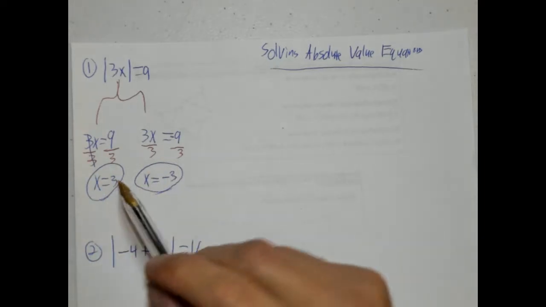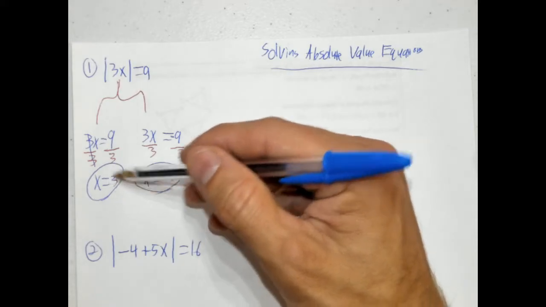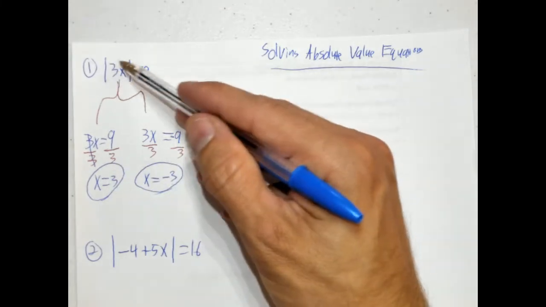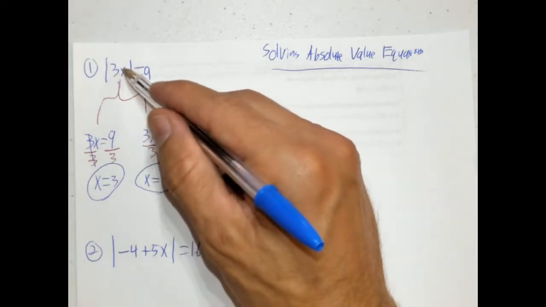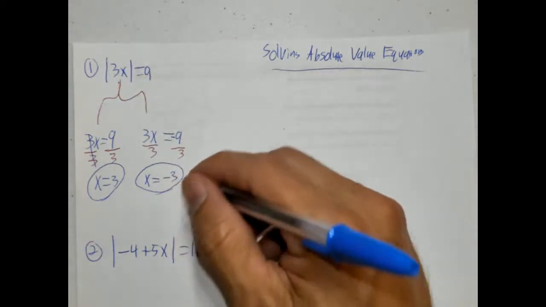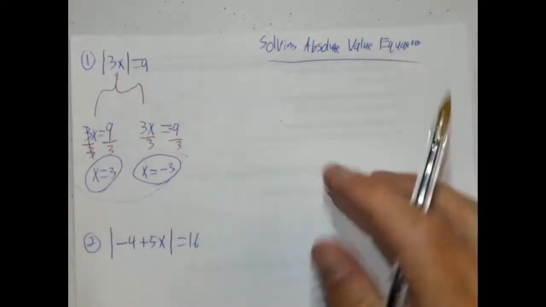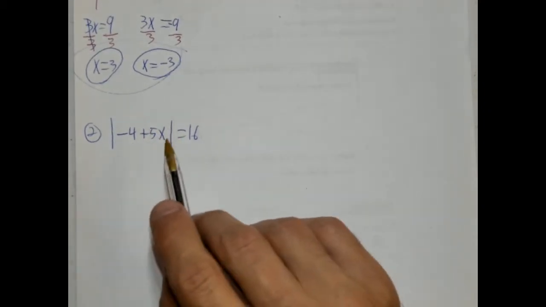They will both work. If you go back and plug it in, you should get an answer that checks out. Let's just double check real quick. So let's plug in the 3. So 3 times 3 is 9. Absolute value of 9 is 9. That works. Plug in negative 3. So 3 times negative 3 is negative 9. The absolute value of negative 9 is positive 9. So that checks out as well. And there we go. Okay, let's try one that has multiple steps inside the absolute value.